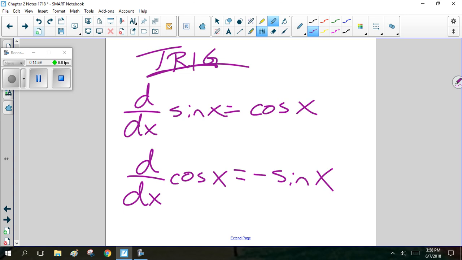Cool. So again, remember, each of these derivatives just gives you a new function, right? So here I started with a function, sine of x. Taking the derivative of it gives me a new function, right? So that's the deal there.